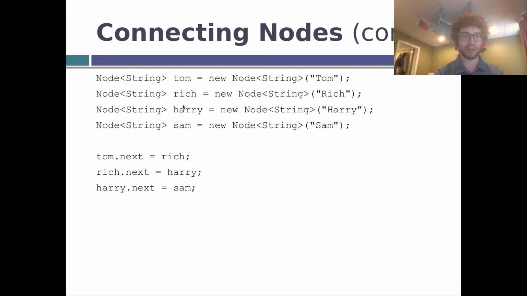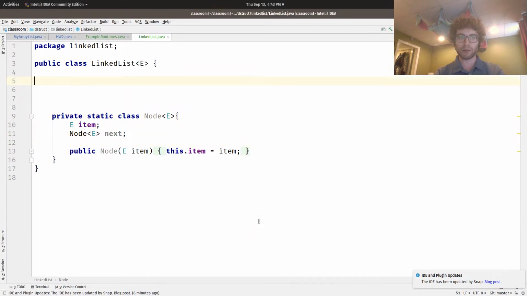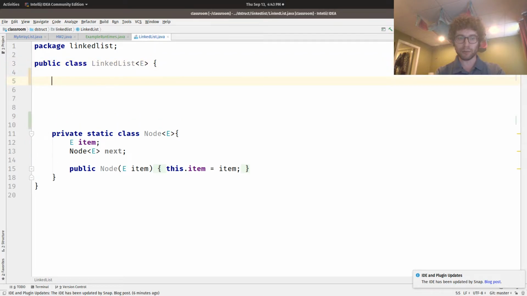All right. Generally, you don't have references like this, right? You don't have Tom, Rich, Harry, Sam. You only have a reference to the very first item in the linked list, which we'll call the head. And we'll see that we can also optionally keep track of the tail. But we're not going to put that in.